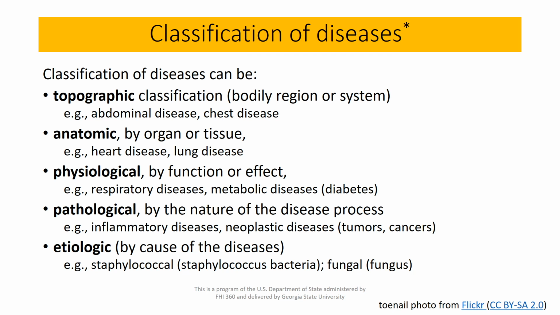The classification can also be etiologic, which means that it is based on the cause of the disease. For example, if you have the staphylococcal disease, those are the diseases that are caused by the staphylococcus bacteria. And the fungal disease are diseases that are caused by fungus, like toenail fungus, for example.